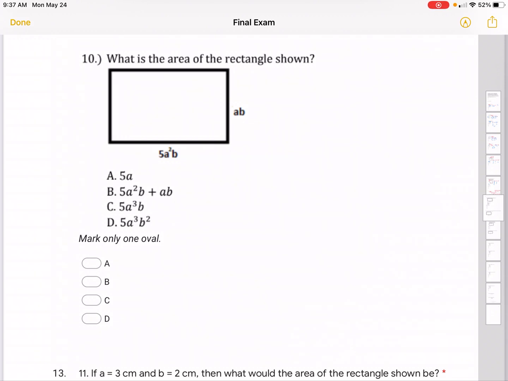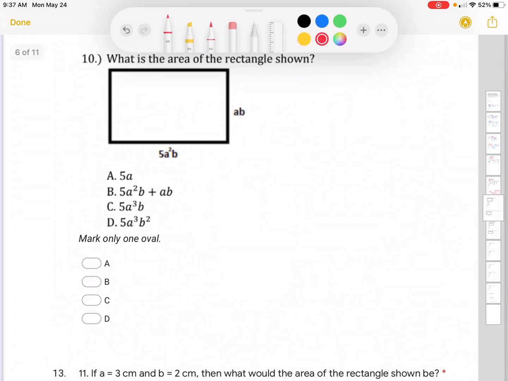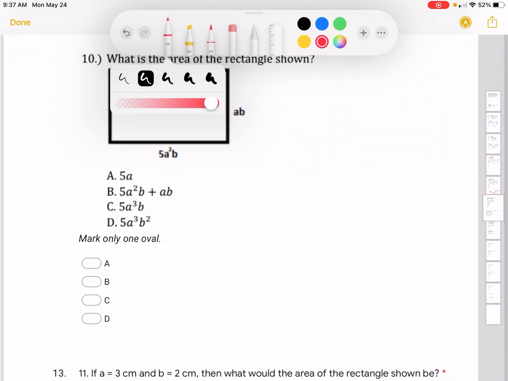Going over the final exam. So we'll be continuing. This next problem is asking us to find the area. Area is equal to base times height. So this would be my base, this would be my height.